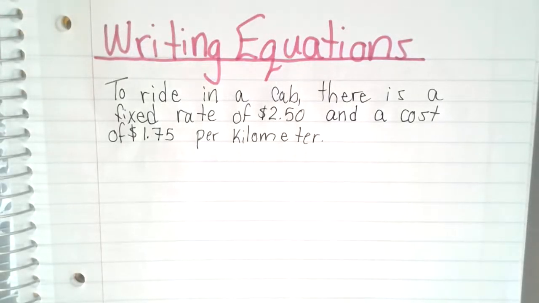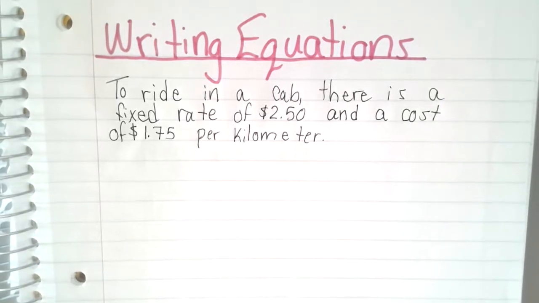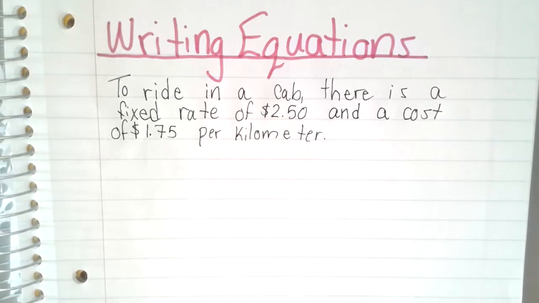One of the skills that's going to be worked on in this unit is writing equations from a given bit of information, often in a word problem type format. So the first thing to do is to read the situation. To ride in a cab, there is a fixed rate of $2.50 and a cost of $1.75 per kilometer. Then you need to ask yourself, is there one of these two values that is going to depend on another thing? If it's going to depend on something else, it's likely the value that's going to go with your variable.